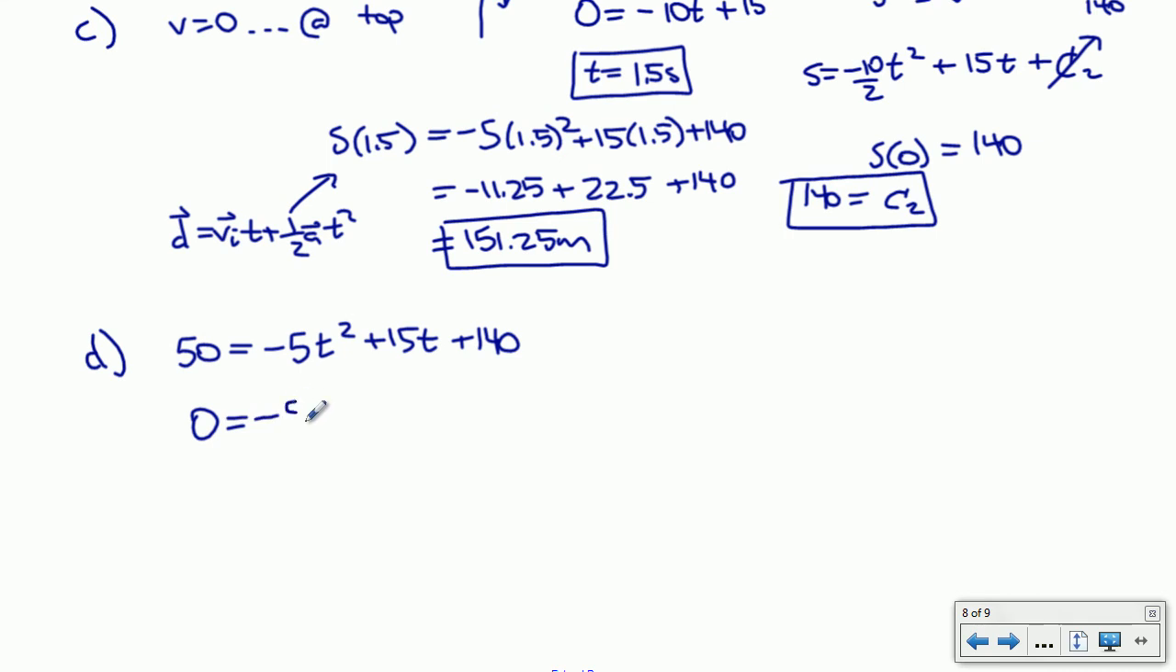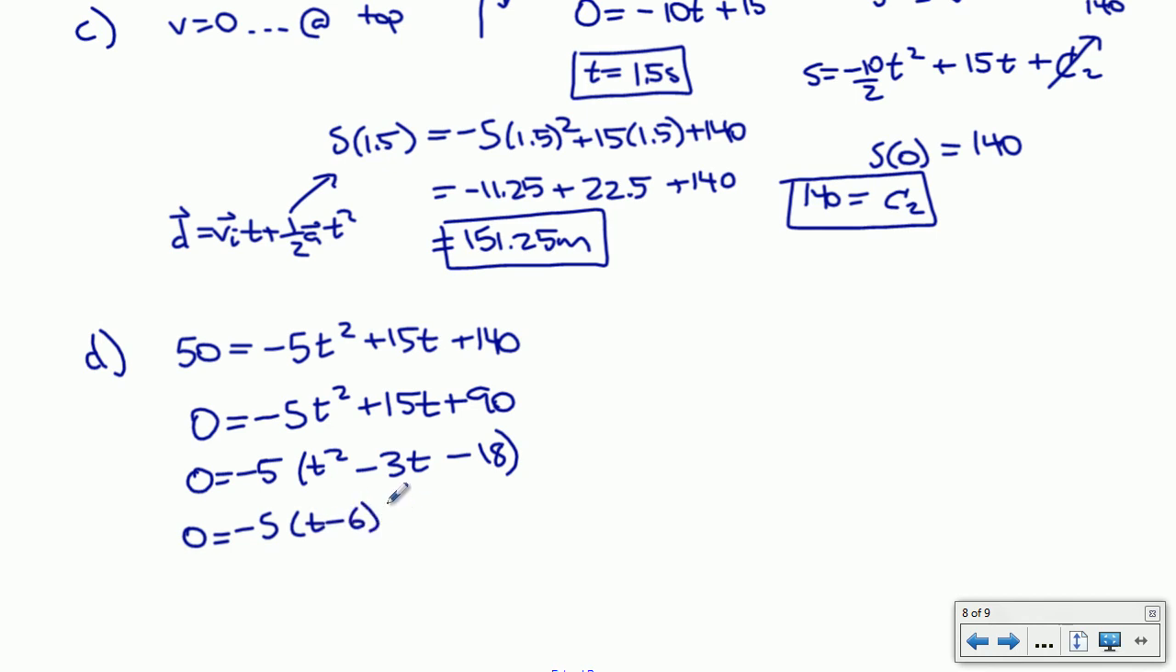So we would have negative 5t squared plus 15t plus 90. We can factor a negative 5 out of these terms. So we would have negative 5 times t squared minus 3t minus 18. We need two numbers that will multiply to give negative 18 and add to negative 3. So we would have t minus 6 and t plus 3. Now this would give a time of minus 3 seconds, which doesn't really make sense in this context. So we're going to go with this one, t equals positive 6 seconds. So that is the time when the object is 50 meters above the ground.